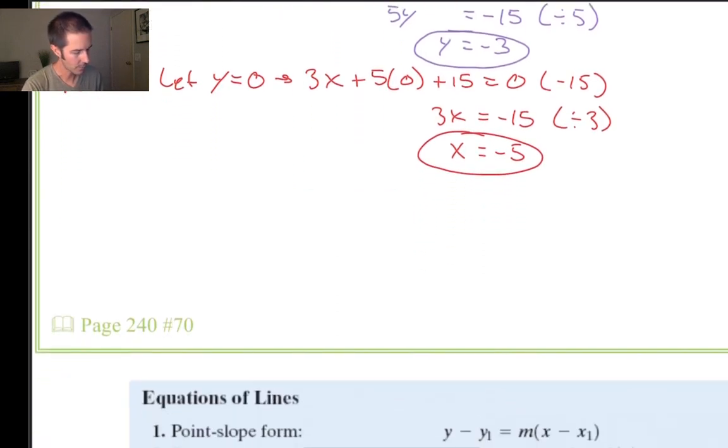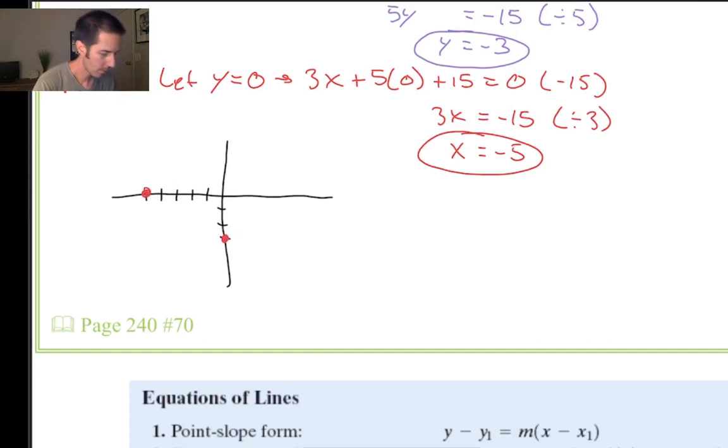Then we can take those two intercepts and let's go 1, 2, 3, 4, 5 units in the negative x direction, 1, 2, 3 units in the negative y direction, and there's our y-intercept at negative 3, there's our x-intercept at negative 5. Grab your straight edge, pass a line through those 2 points, and you graph your line.